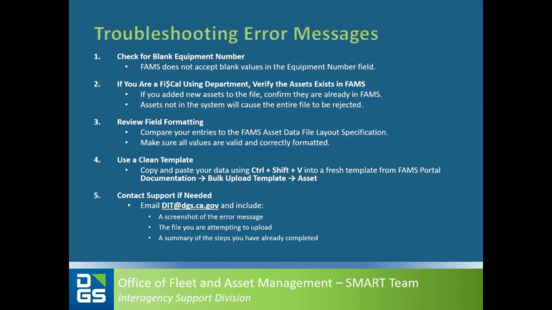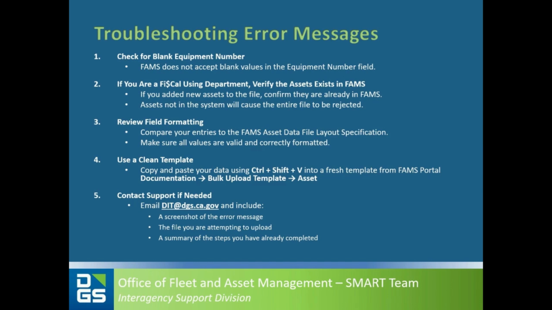If you received an error message or are prompted to contact IT, we will now begin troubleshooting your file. In your upload file, we should first check for blank equipment numbers. FAMS requires this field for all uploads. Second, if you are a Fiscal using department, verify the asset exists in FAMS. For Fiscal departments, assets must be in FAMS. Assets not in FAMS will cause uploads to fail. Third, review field formatting. Compare your entries to the data file layout specification.